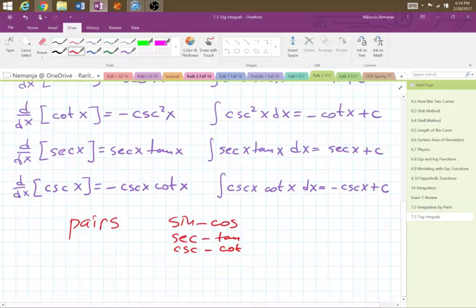So if you have trouble with trig identities, please take care of that part, where you know that tangent is sine over cosine, cotangent is cosine over sine, secant is 1 over cosine, and cosecant is 1 over sine, to be able to do these conversions on a regular basis if you don't have pairing.